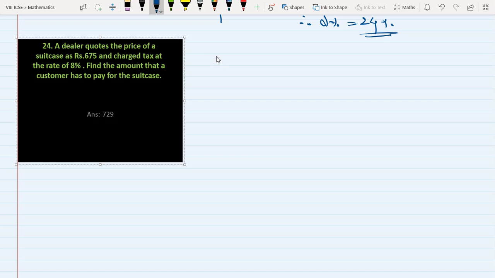A dealer quotes the price of a suitcase as rupees 675. Now, quotes the price. What is quotes? Quotes means mark price. So mark price is equal to rupees 675. Remember these words, quotes and all. And charged tax at the rate of 8%. So tax percent is 8%. Find the amount that a customer has to pay for the suitcase.